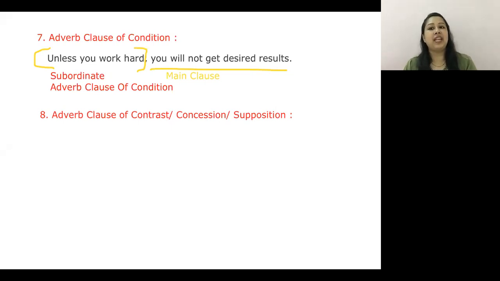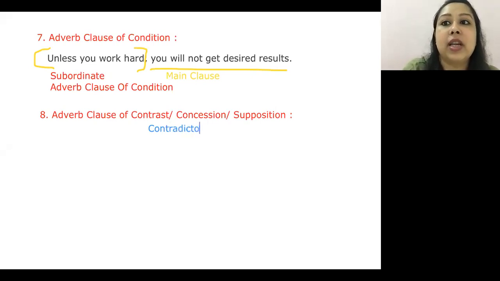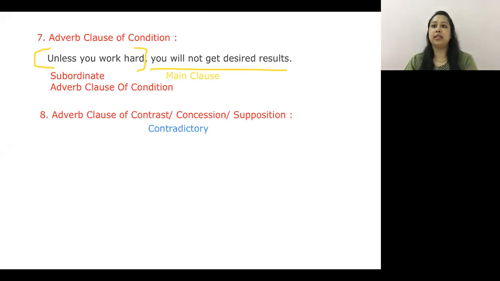As the name itself suggests, adverb clause of contrast. There has to be something contradictory. There has to be something different. The first half of the sentence contradicts the other half of the sentence. Now here, contradictory necessarily does not mean there is some sort of argument. You can also say one part of the sentence says that a group of people are doing something, and the other half of the sentence would say the other group of people are doing something.